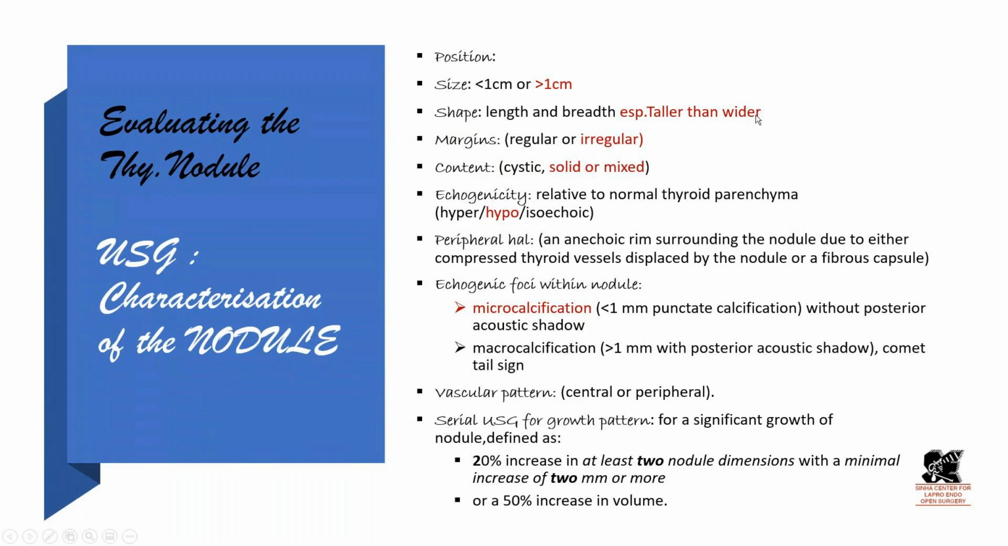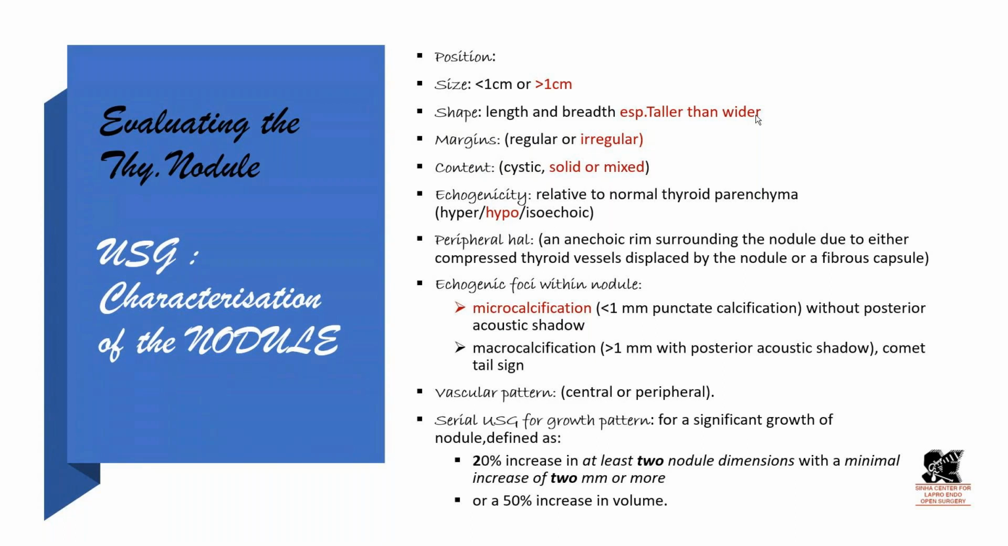Margins, whether they're regular or irregular. Irregular margins, more in conformity with malignancy. Content, cystic, solid or mixed. Solid and mixed are more in conformity with a malignant nodule. Echogenicity, relative to normal thyroid parenchyma. So you can have a hyper, hypo or isoechoic. The peripheral halo, an anechoic ring which is seen around the nodule, either because of compressed thyroid vessels displaced by the nodule or a fibrous capsule.